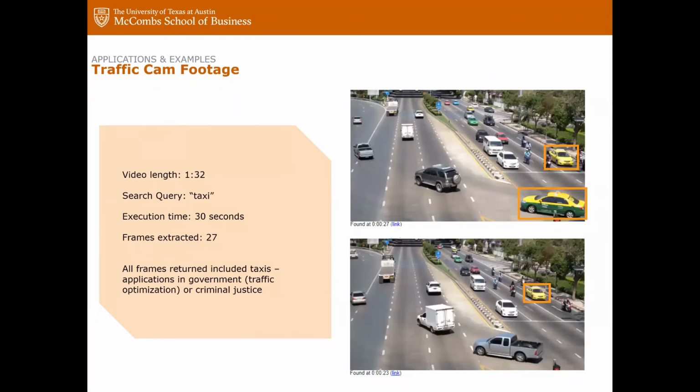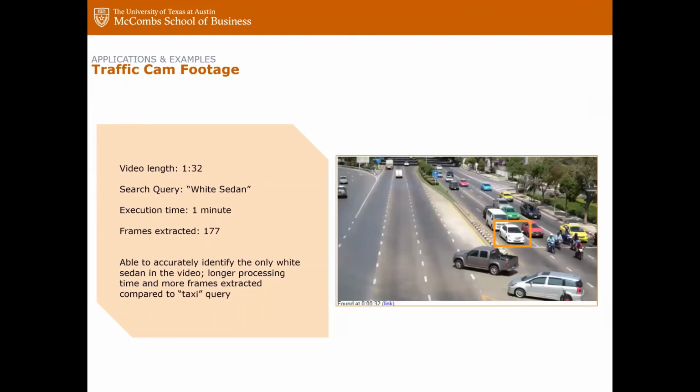So this is another example with traffic camera footage, and the search query here was taxi, and you can see it was really accurate in extracting those frames that actually included taxis. And so there are applications here in government, which would be traffic optimization, and criminal justice when searching traffic camera footage for a specific type of car, which I'll get into in the next slide here.